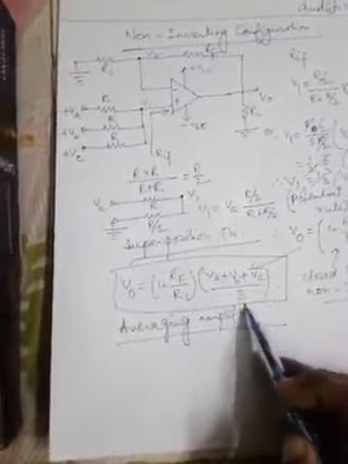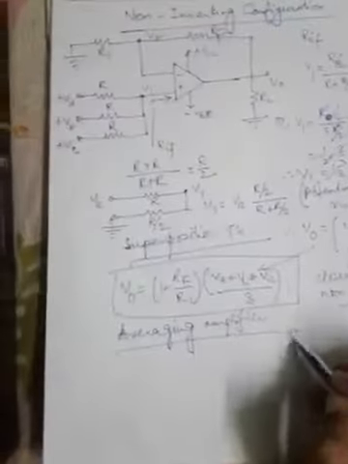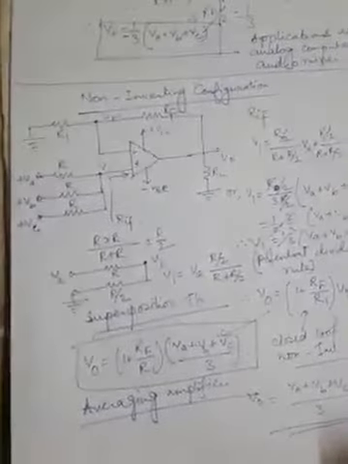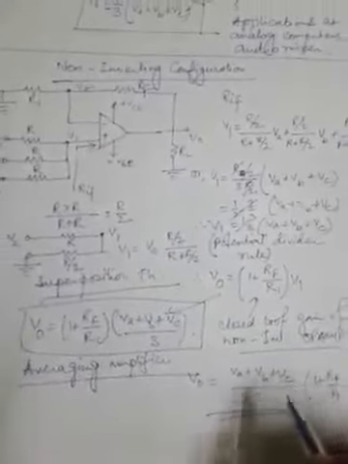Now depending on the application requirement, the gain 1 plus RF by R1 can be set to a specific value, and if the gain is set to 1, the output voltage will be equal to the average of all the input voltages. So when 1 plus RF by R1 is 1, VO is VA plus VB plus VC by 3. That is actually the output of the averaging amplifier. When this expression for output voltage holds, we can say that this circuit is working as an averaging amplifier, and in that case the gain 1 plus RF by R1 is 1, that is, unity gain.